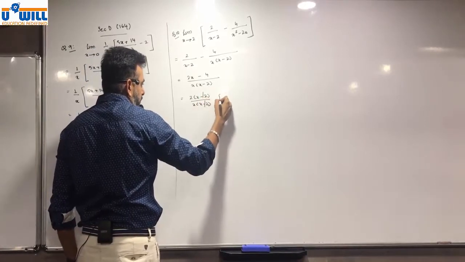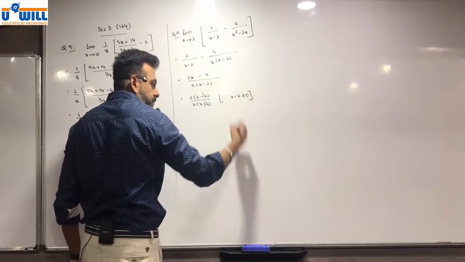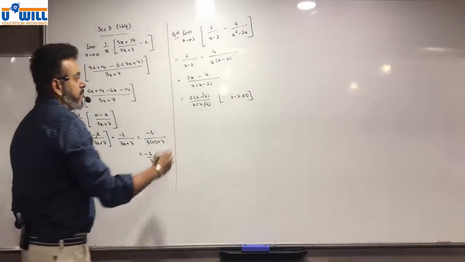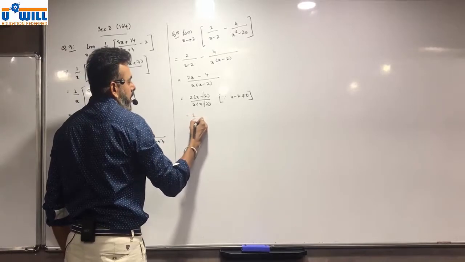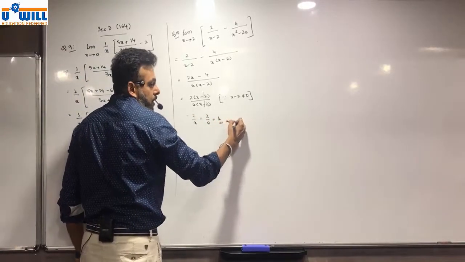x minus 2 cancels because x minus 2 is not equal to 0. So we are left with what? 2 upon x, which is equal to 2 upon 2, which is equal to 1.